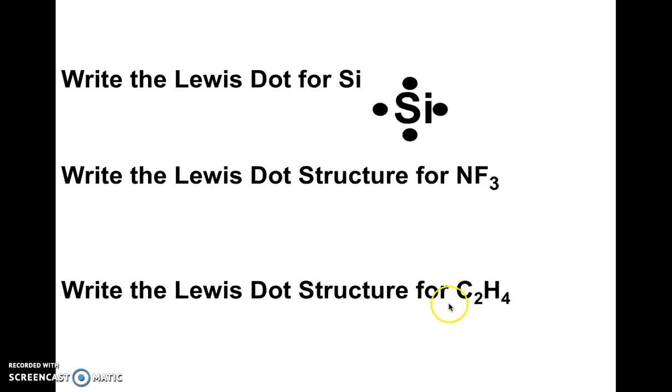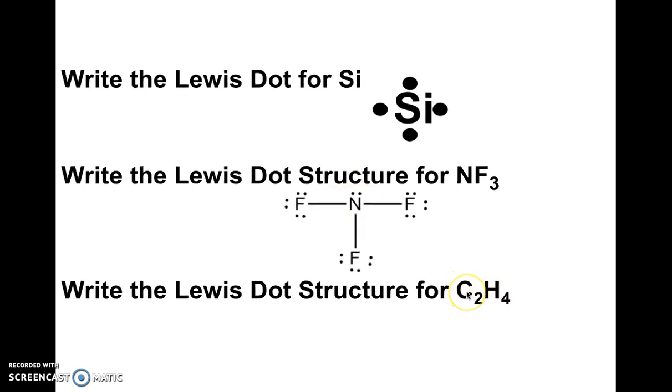Si has 4 valence electrons, so it looks very similar to that carbon. We've got Si, with a dot on each side. For NF3, we have our N and 3 Fs, and they are all single bonded. We use up all of our electrons by putting dots around it. Notice that the center atom can have dots on it. It doesn't have to only have bonds.